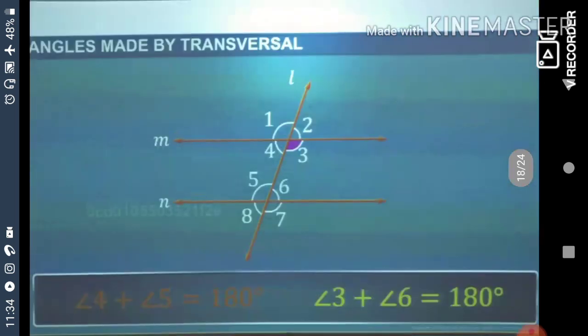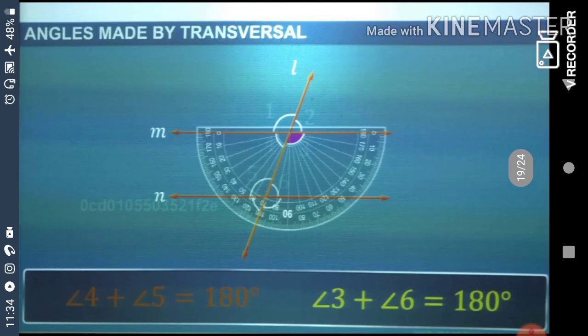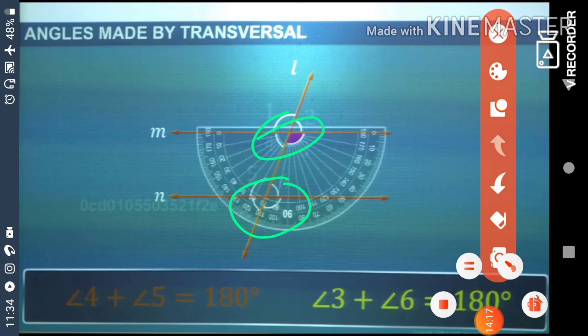Okay, as you can see here, angle 4 plus angle 5 is 180, angle 3 plus angle 6 is 180. You can use your compass protractor also. Let's check here, they are showing 180 degrees only. Okay, this part 180 only.